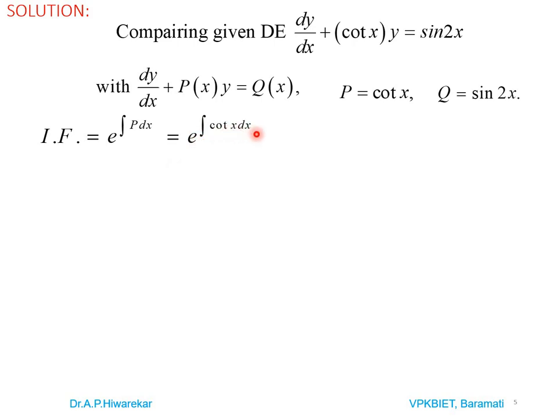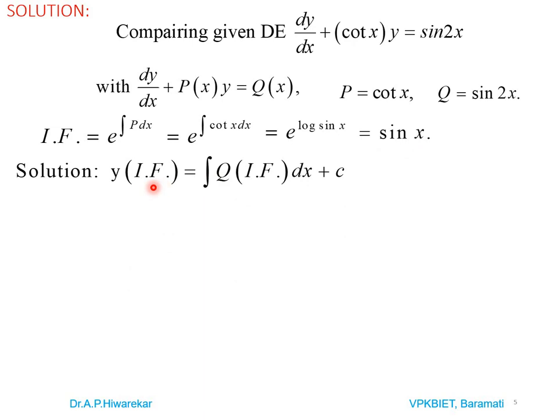So it is e power integration of cot x dx, and integration of cot x means log of sin x. So exponential and logarithmic functions are inverse of each other. So the value of this term will be sin x. So we have integrating factor is sin x. Then formula for solution, y into integrating factor is equal to integration of q into integrating factor dx plus c. Substitute the value of integrating factor.